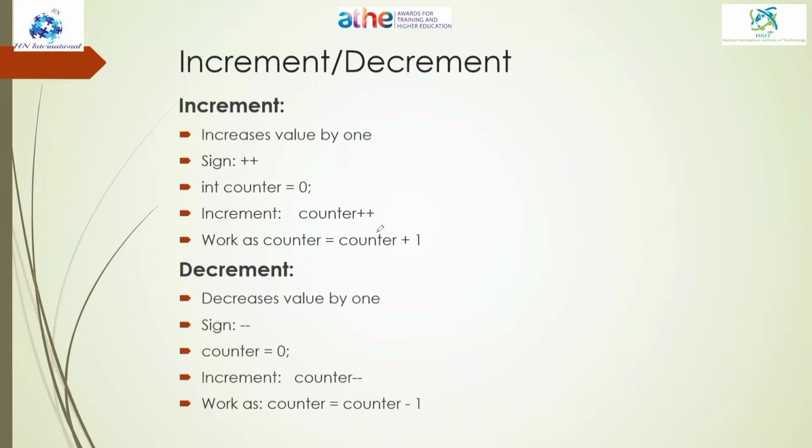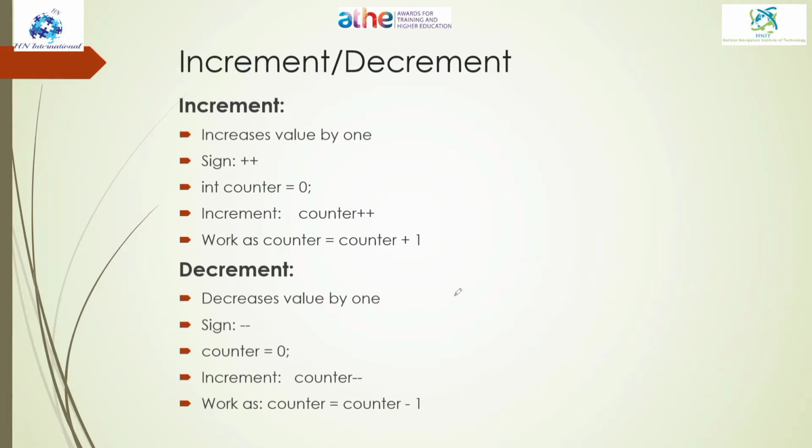This is very useful in loops. For example, we're printing some counting or some pattern. So we can just print this counter and increment it. We don't have to write it like this. Basically, behind the scenes, it is working like this. It takes the counter variable, adds 1 to it, and then stores the incremented value in the same variable. Decrement works pretty much the same, but it decreases the value by 1.